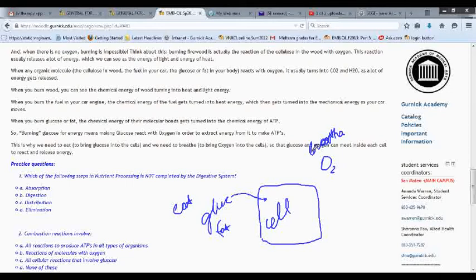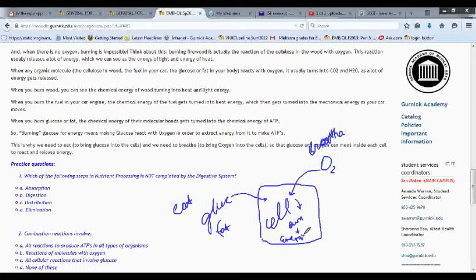Okay, you breathe the oxygen, and the oxygen comes into the cell. Inside the cell, the glucose will react with oxygen and produce a lot of energy. They burn. Glucose burns in the presence of oxygen in the cell, and energy gets released. Energy.